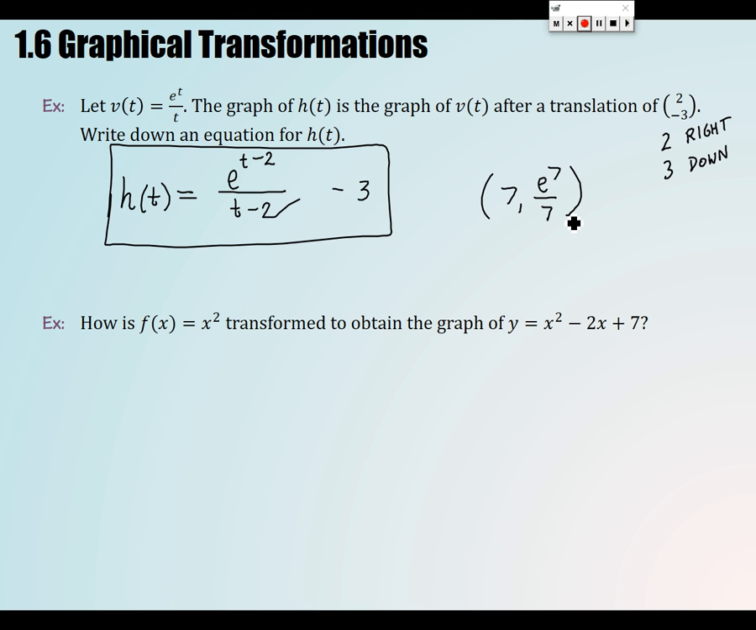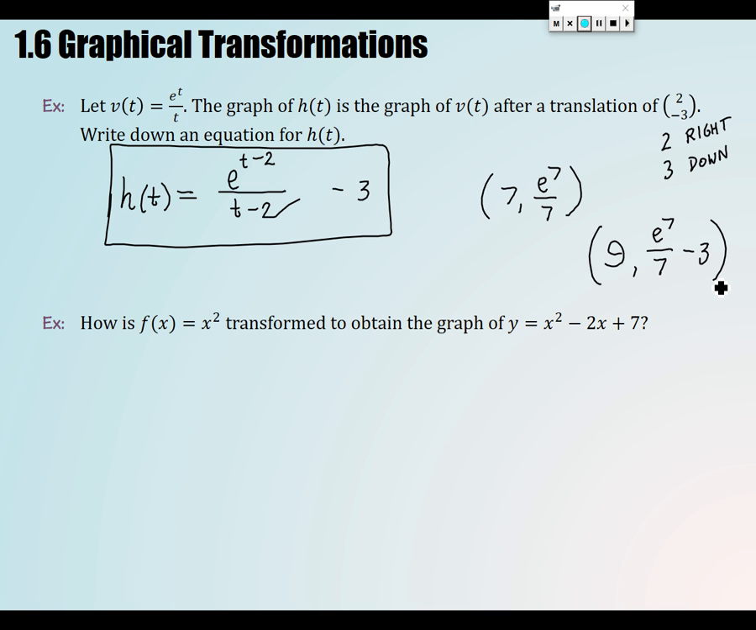Let's just verify. What would we have to plug in on this function? If we move 2 to the right, we should be able to plug in 9, and what should we get? We should get e to the 7th over 7 minus 3, if we really did do it, right? Is that what you get? Yeah. All right, good. Does that make sense?